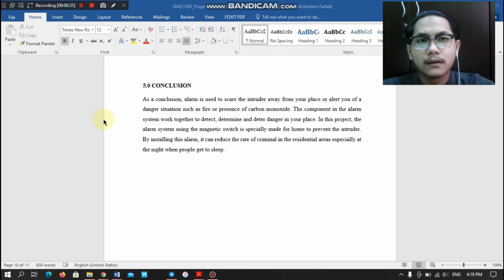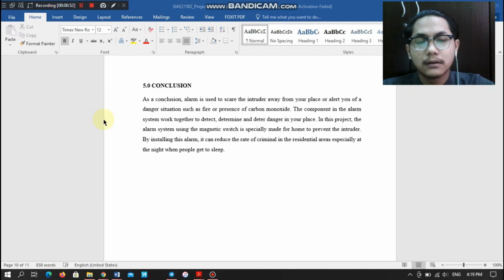So how do these alarms work? The components in the alarm system work together to detect and determine the danger that occurs in our place.